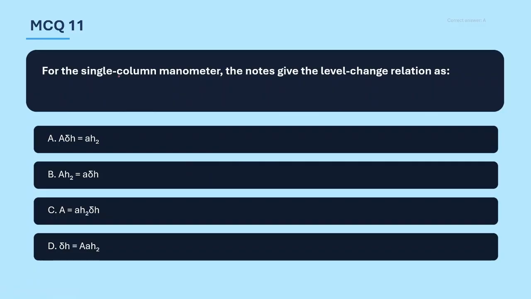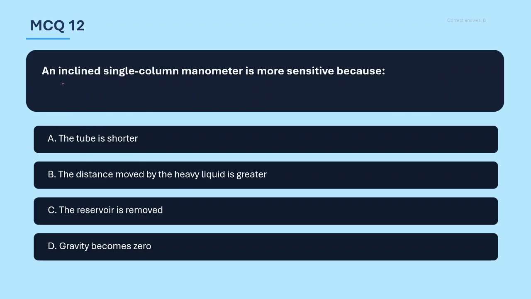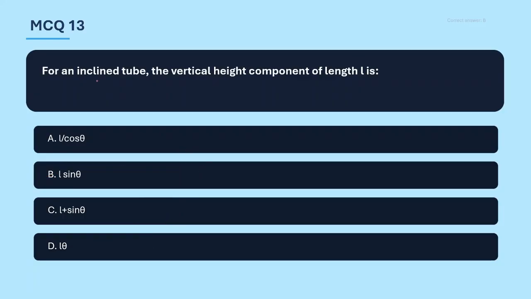Now the next is for the single column manometer: in the notes, given the level change relation. We have already studied that it is del H equals area into H. So option A is correct. An inclined single column manometer is more sensitive because the distance moved by the heavy liquid is greater. For an inclined tube, the vertical height component of L is L sin alpha. We have already studied it, so option B is correct.